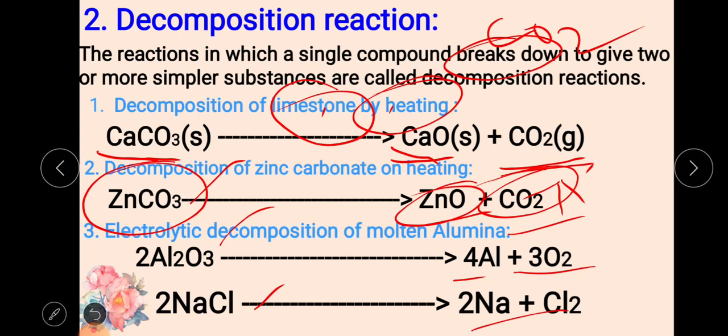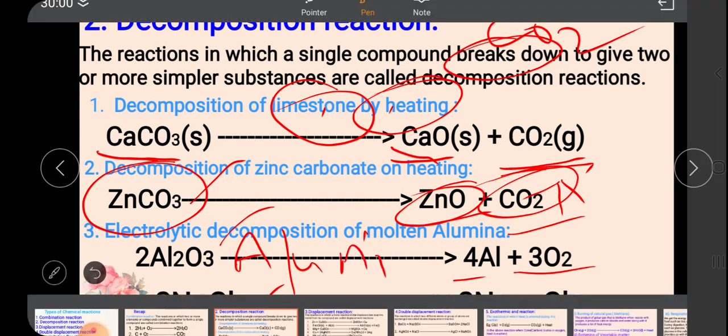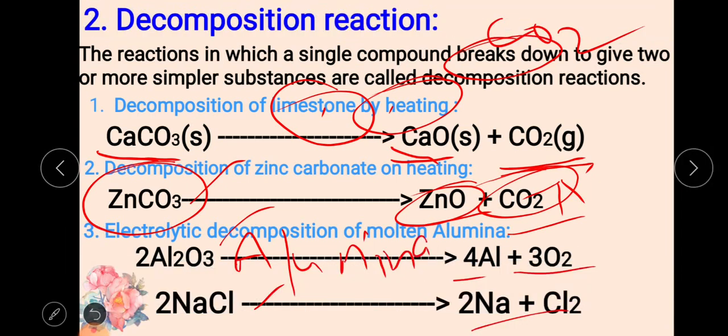And two more examples I am showing you here. Electrolytic decomposition of alumina. Al2O3 is nothing but alumina, and this is in a molten form. When you heat the molten alumina and decompose it, we get aluminium metal and oxygen. So it is a balanced equation which you are seeing.